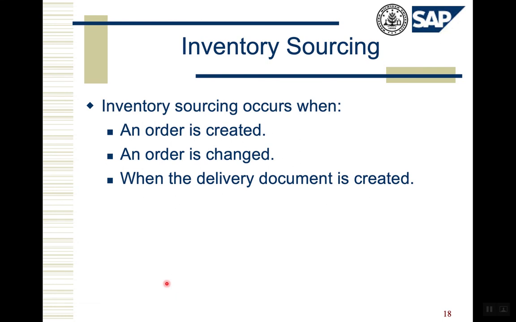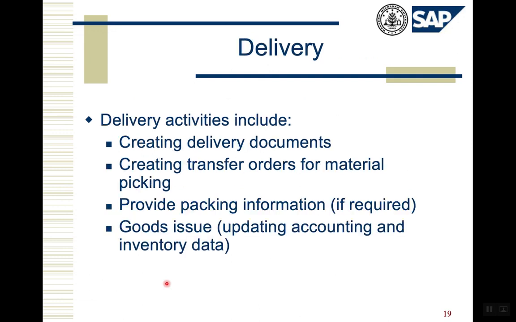Sourcing occurs when we create the order, or if we change the order, and when we create the delivery document. All right, so there's a step. The delivery is a separate step from the sales order. Sales order captures the information. The delivery establishes what's going to get picked and from where. And it happens when we create the order, when it changes, and also when we actually create the delivery, as we're getting ready to send it out the door.